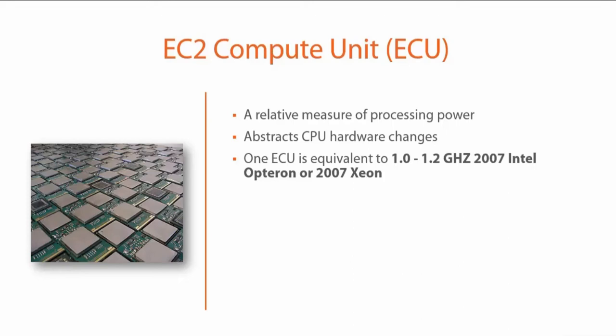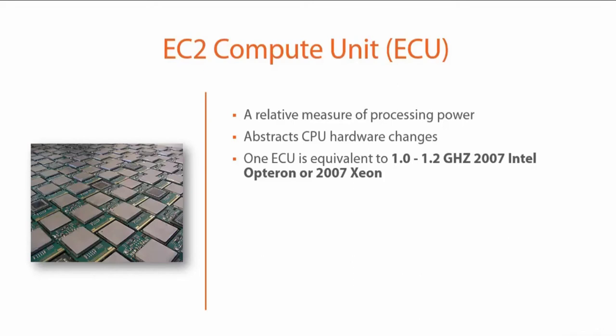You would know that one ECU is equivalent to a 1.0 or 1.2 gigahertz 2007 Intel Opteron or 2007 Xeon processor. And then you would do your calculations based on that. So for you, it wouldn't matter what the underlying CPU was. It could be the latest version of the Intel processor, or it could be an earlier generation of the Intel processor. It didn't really matter. Why? Because your calculation is based, again, off this particular standard.